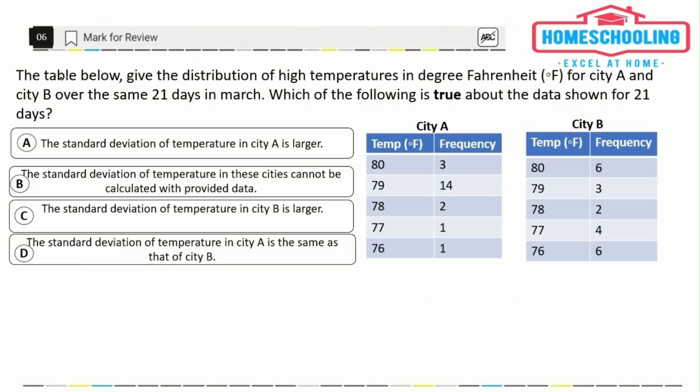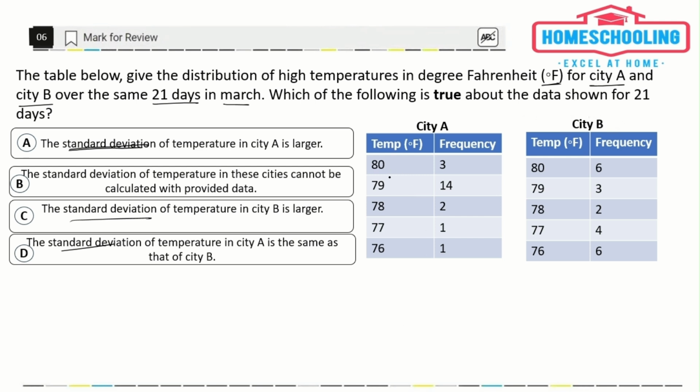Question number 6 says that the table below gives the distribution of high temperature in degrees Fahrenheit for city A and city B over the same 21 days in March. Which of the following is true about the data shown for 21 days? So let's go through the options. Standard deviation is given in all the options, so we have to find the standard deviation of city A temperature and city B temperature.